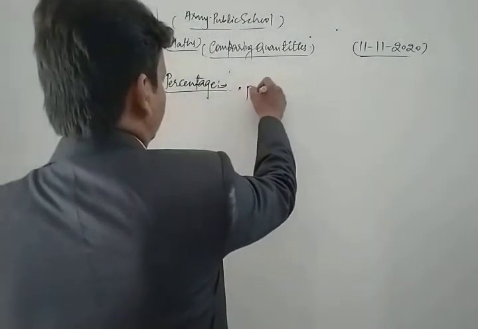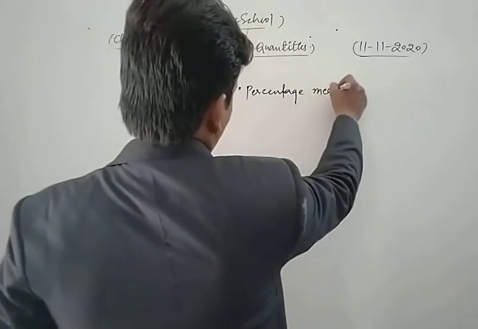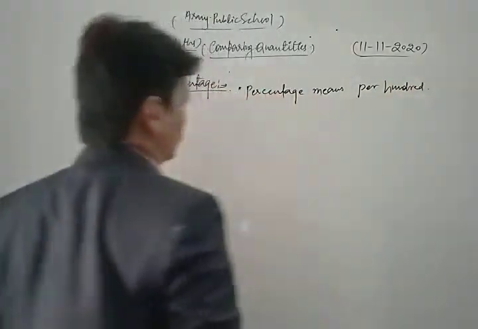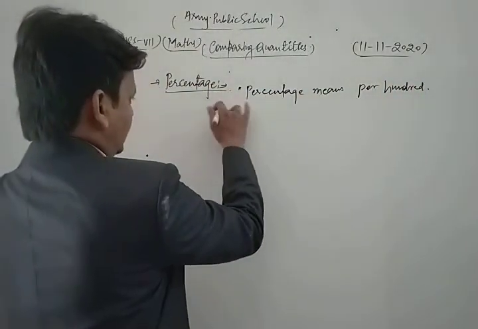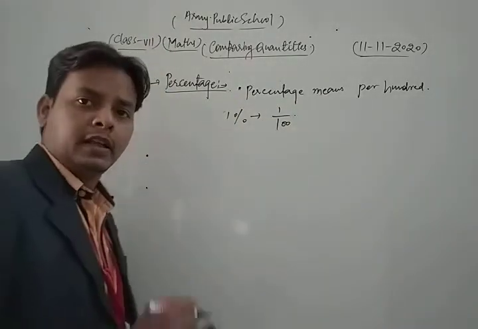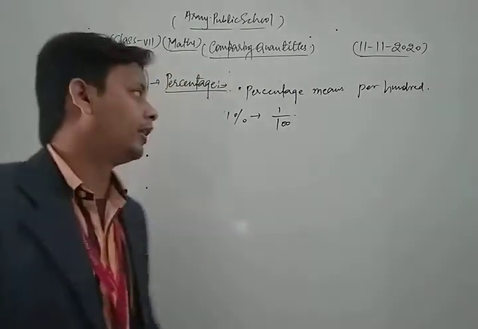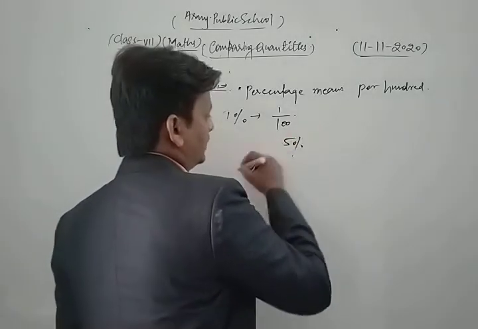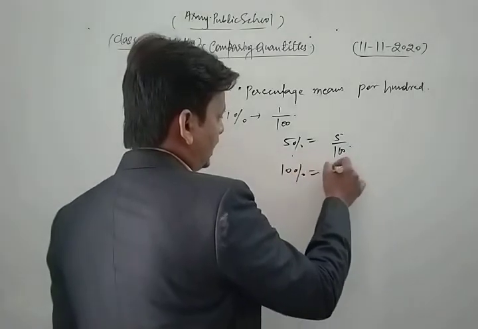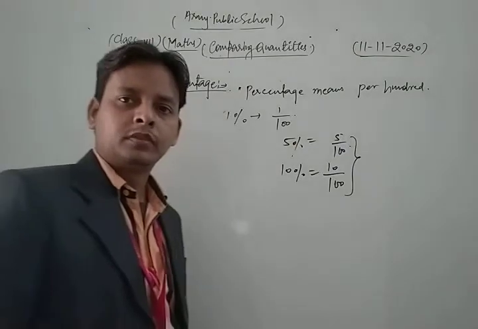Let's see. Dear friends, percentage means per 100. If we write 1%, it means 1 upon 100. If we write 5%, then we can write 5 upon 100, and if we write 10%, it means 10 upon 100. So this is the basic concept of percentage.